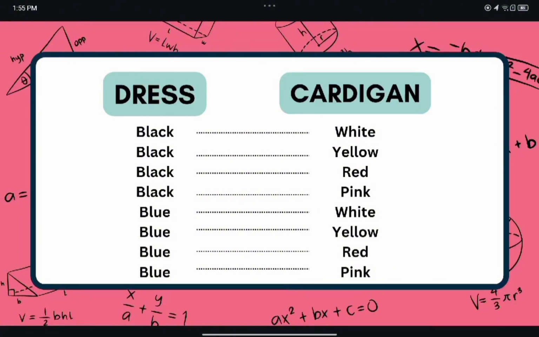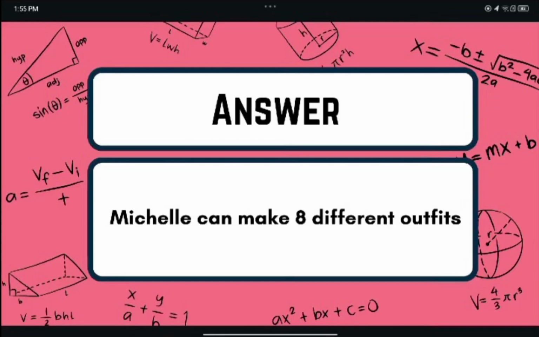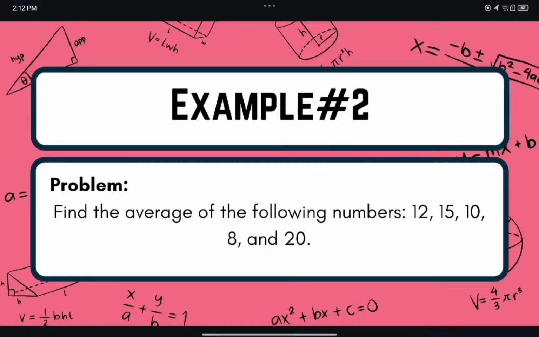Kaya ang total number ng unique outfits na pwede niyang gawin ay 8. 2 dresses times 4 cardigans equals 8 outfits. Sa madaling salita, si Michelle ay nakagawa ng 8 unique outfits. Upang mas maintindihan ng ating manonood, magbibigay pa ako ng 2 example.